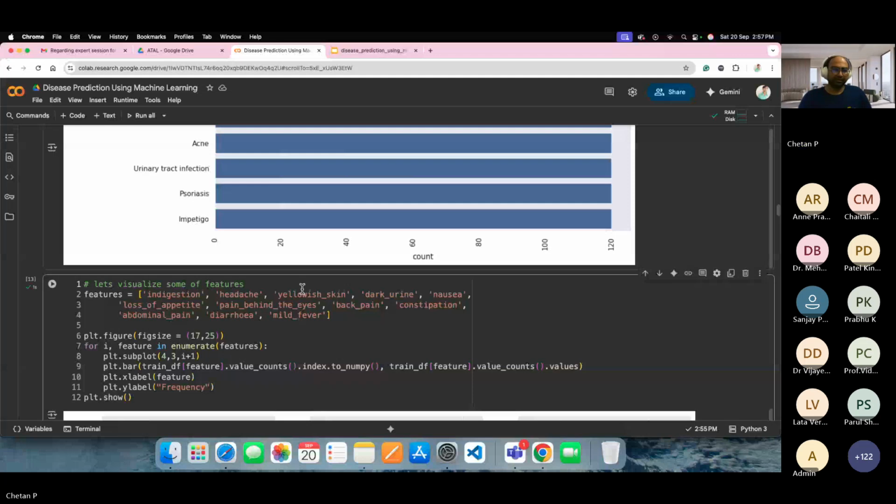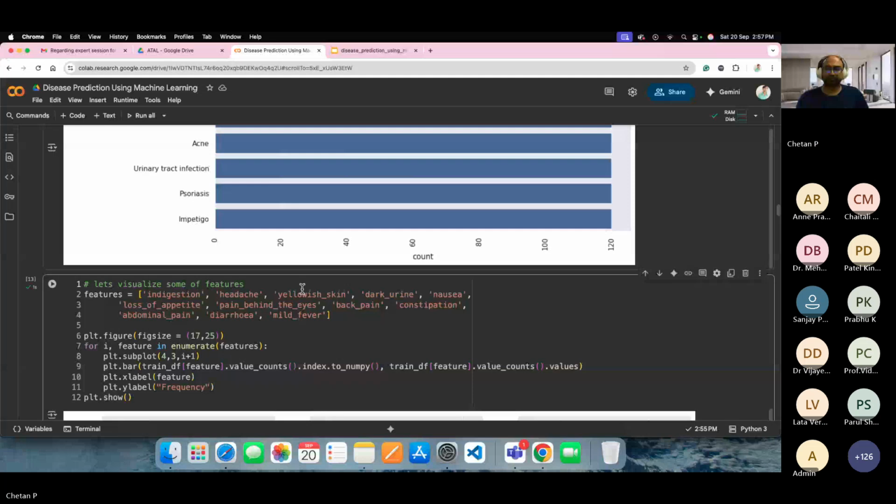Next one is features. So let's visualize some of the frequency. We are just checking the value counts for each feature. Let me explain. These are the features, and what we are doing is iterating over all the features.